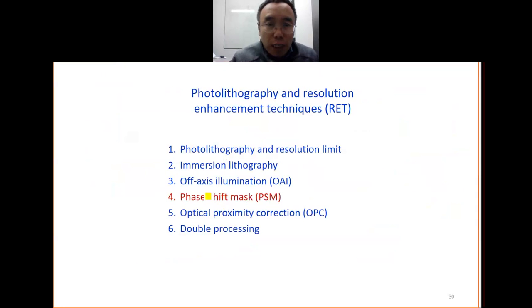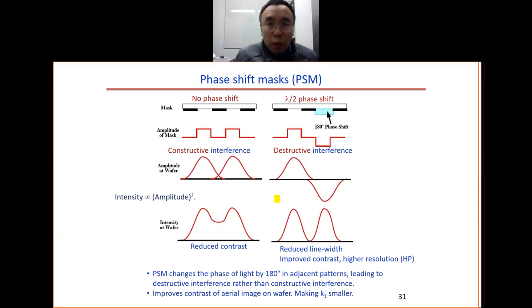So now we look at the second trick, which is the phase shift mask. This is what we do on the photo mask. So this is the normal photo mask. After the light goes through the photo mask, right after the photo mask, we have this amplitude profile, a square wave. Because of the diffraction, this is the amplitude on the wafer.